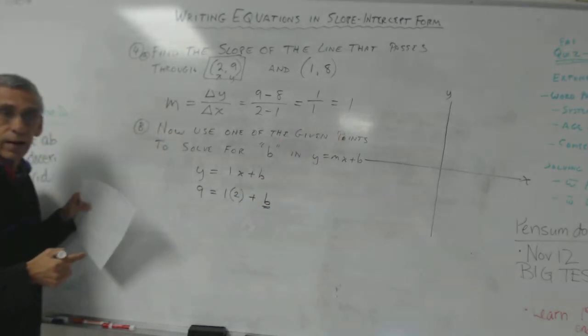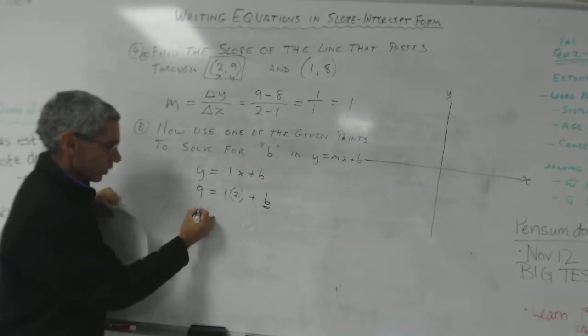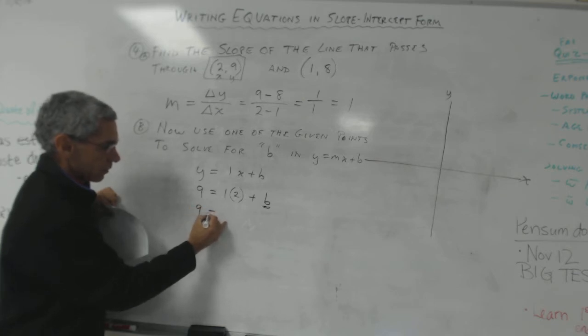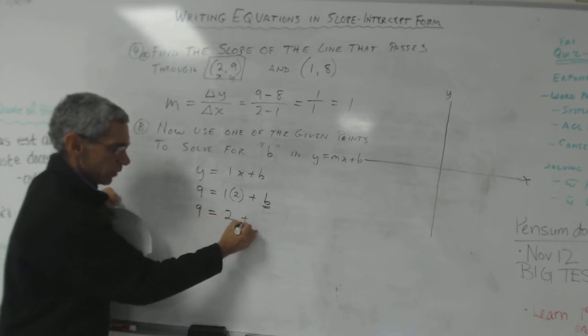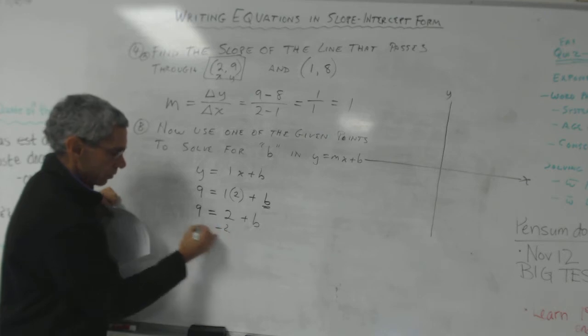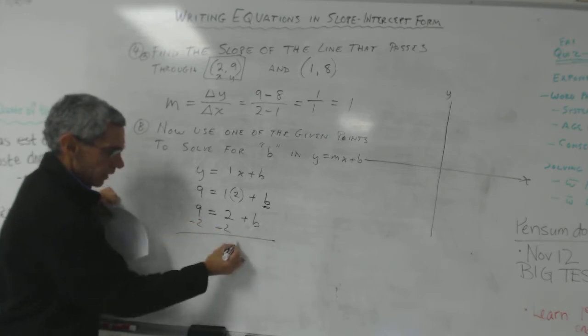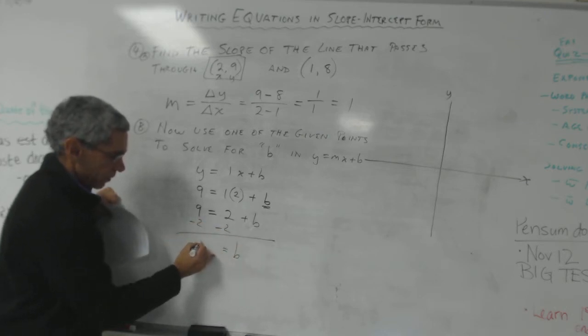Solved that in part A. B equals 7. So now let's do it simply. 9 is equal to 2 plus b. So we're going to subtract 2, subtract 2. B is equal to 7.